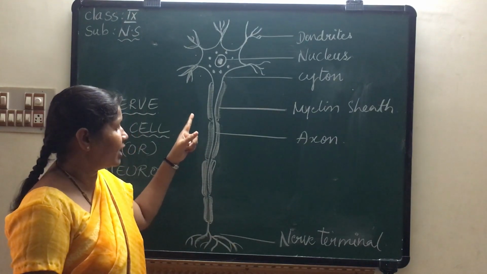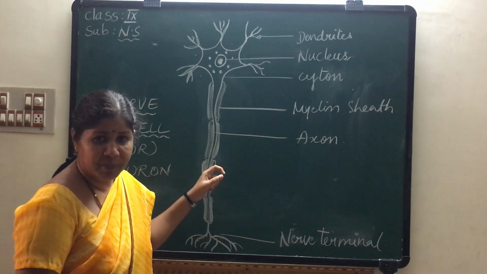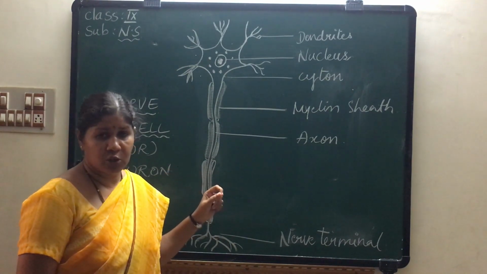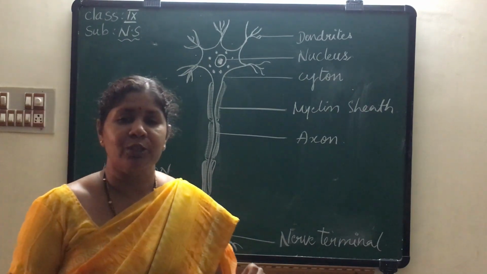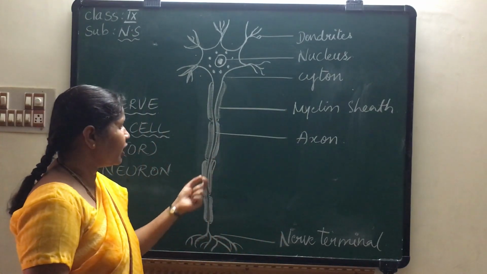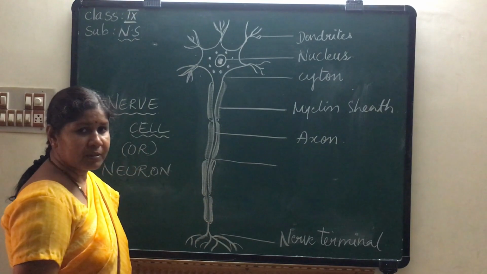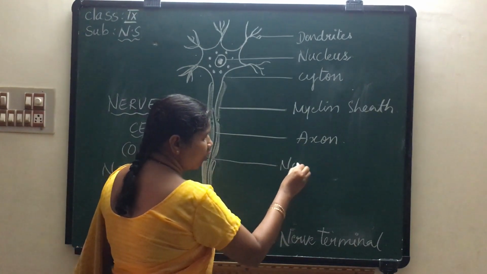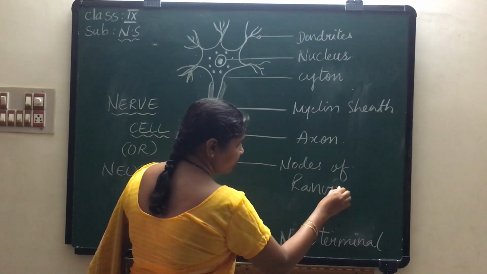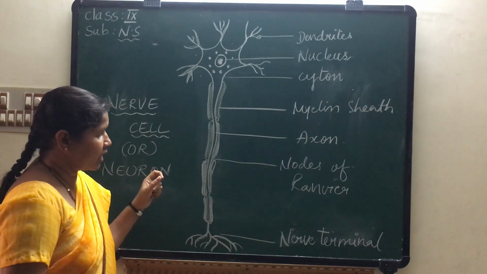What is the use of the myelin sheath? This myelin sheath doesn't allow the messages to get out from the axon. This myelin sheath is completely made up of special cells called Schwann cells, made up of fatty layers. So here you can find a small gap in the myelin sheath. That is known as the nodes of Ranvier.